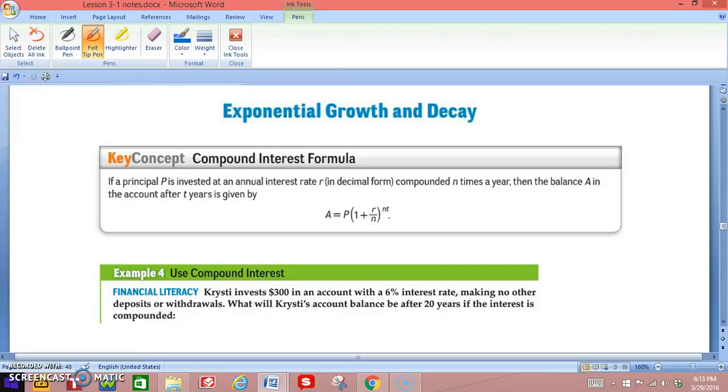If you have some money, which is called the principal, and you invest it at an annual interest rate, and for our formula we'll have to have that interest rate in decimal form, compounded so many times a year, that's going to be the N, then the balance, A, in the account after T years is given by this formula. So P is the amount invested, or the principal, R is the interest rate in decimal form, N is the number of times per year that it's compounded, and then T is the number of years. And that will give you how much money you now have altogether.